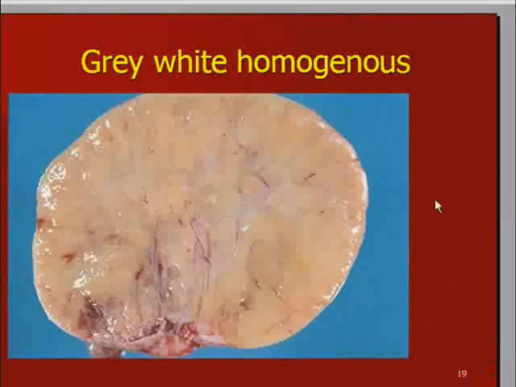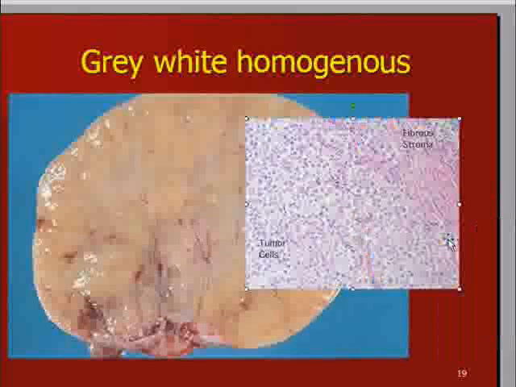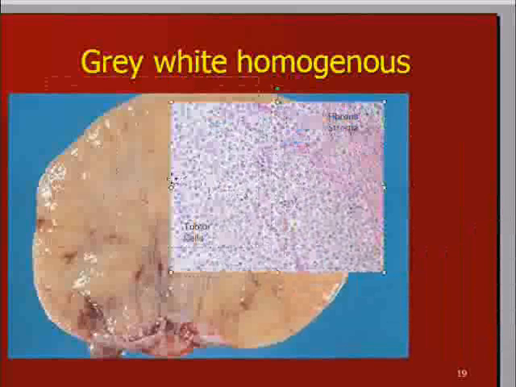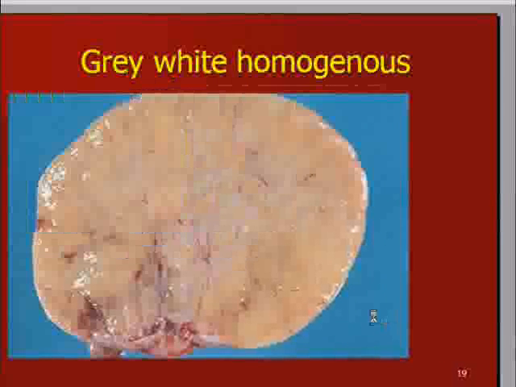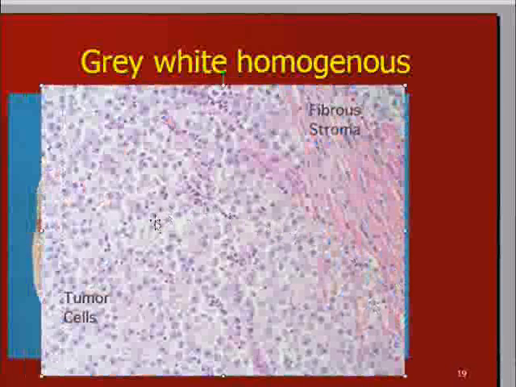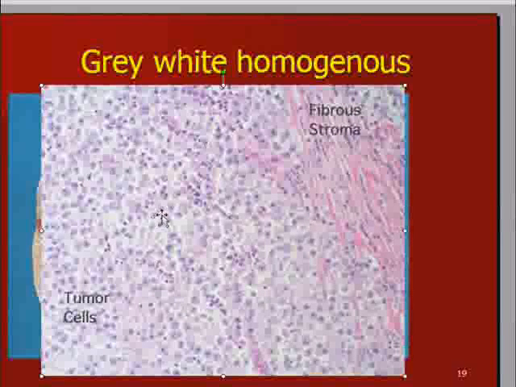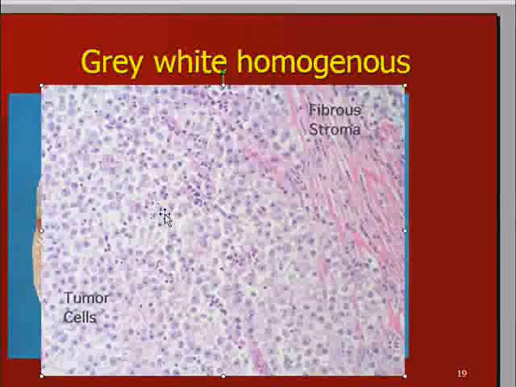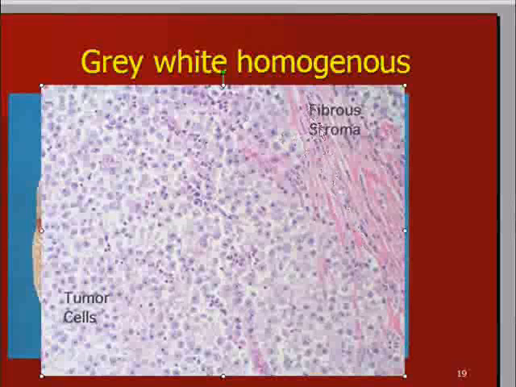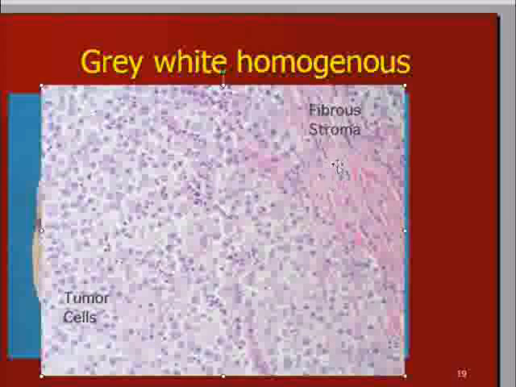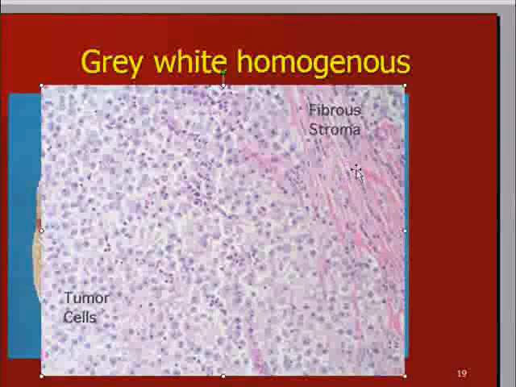If you look at the microscopy now, there is something that you must never ever forget in your entire life. You can see the cells which are very small and round with a prominent nucleus. Some nuclei may show some nucleolus. We can see a huge amount of fibrous stroma that has got a lot of lymphocytes, which suggests a good prognosis.